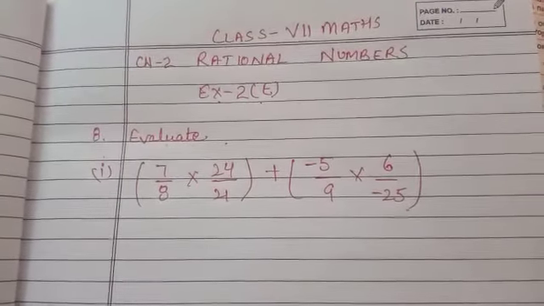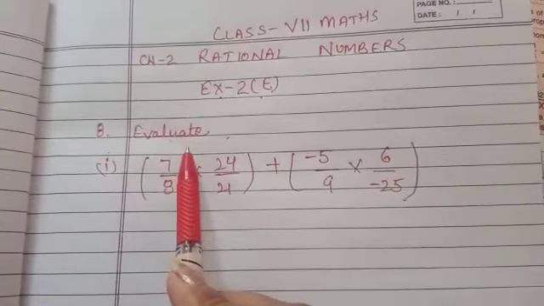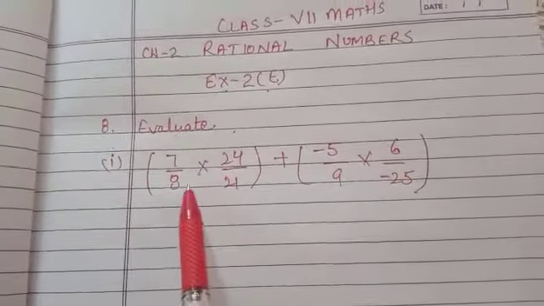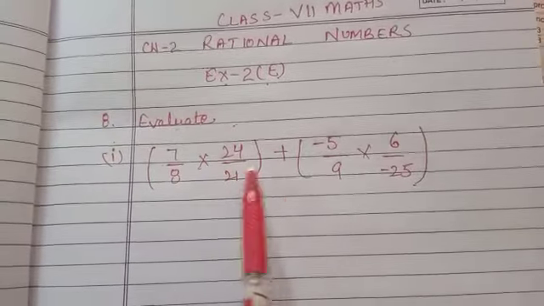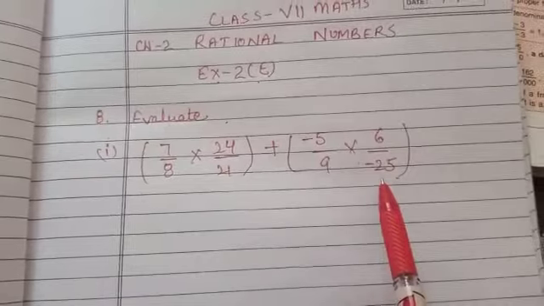Hello everyone, this is class 7th maths exercise 2E question number 8. Evaluate. So this is just the first part of question number 8: 7 over 8 multiplied with this, plus minus 5 over 9 multiplied with this.